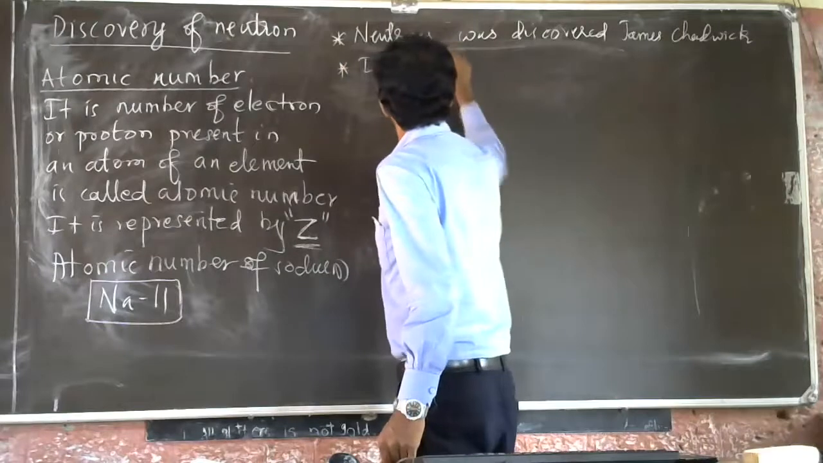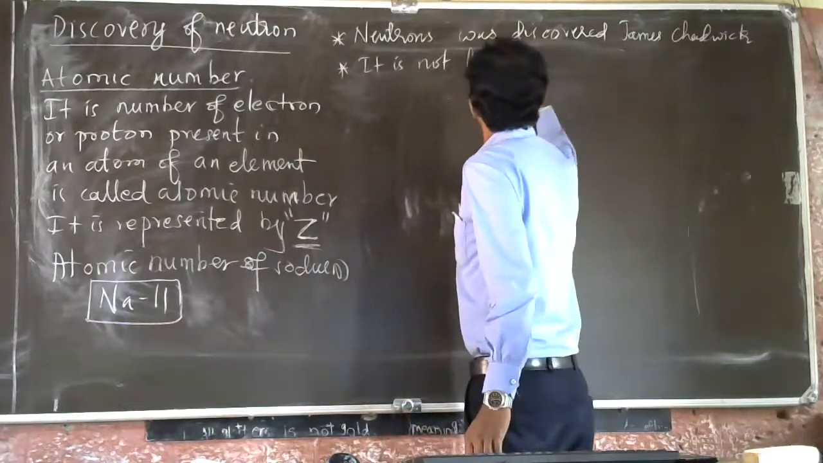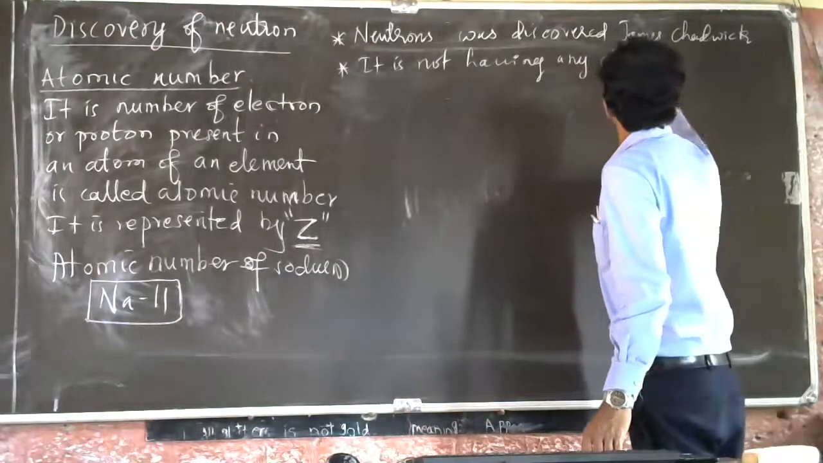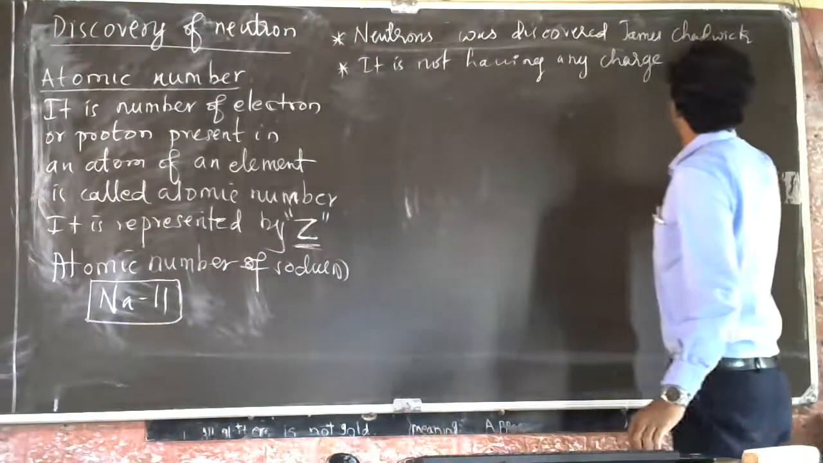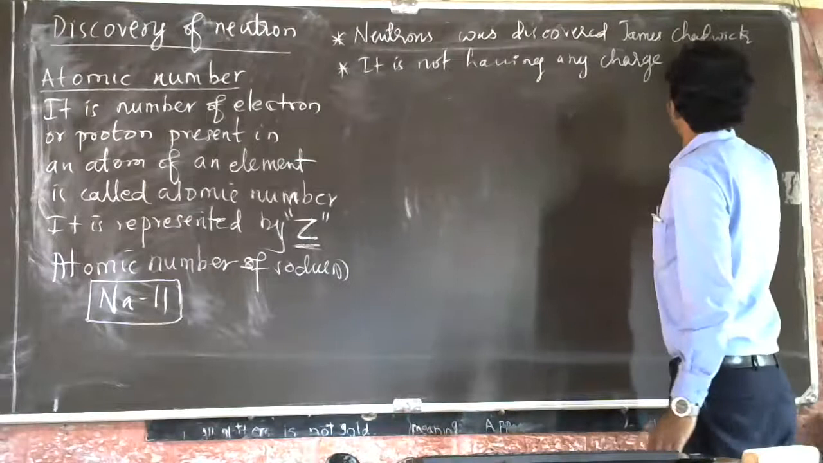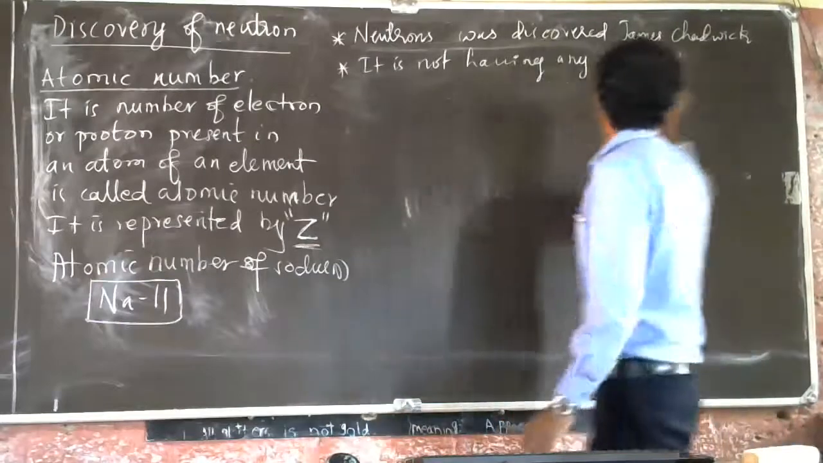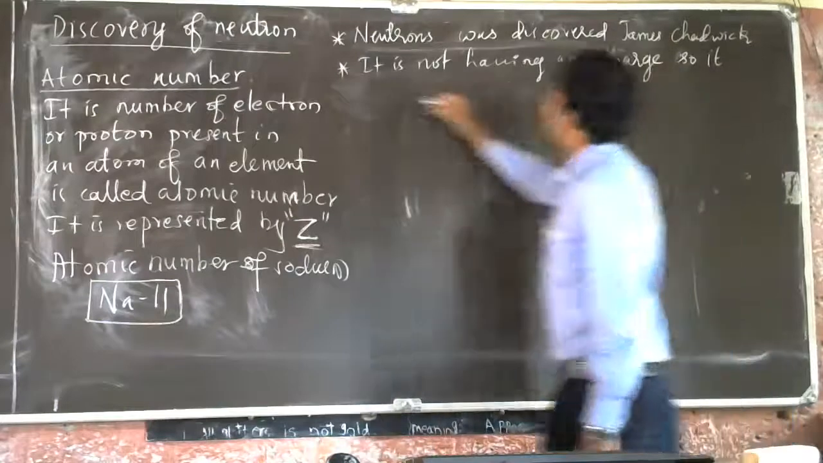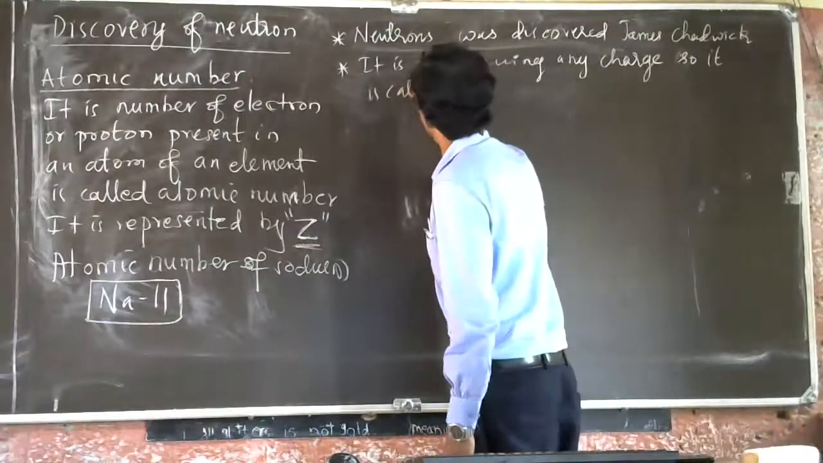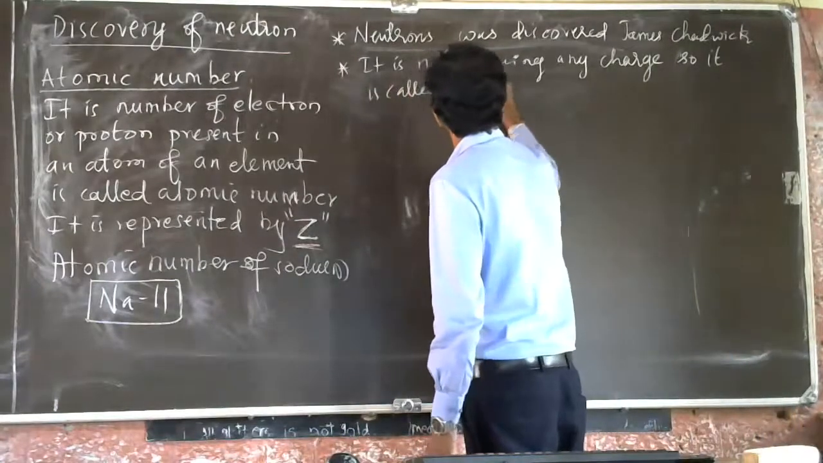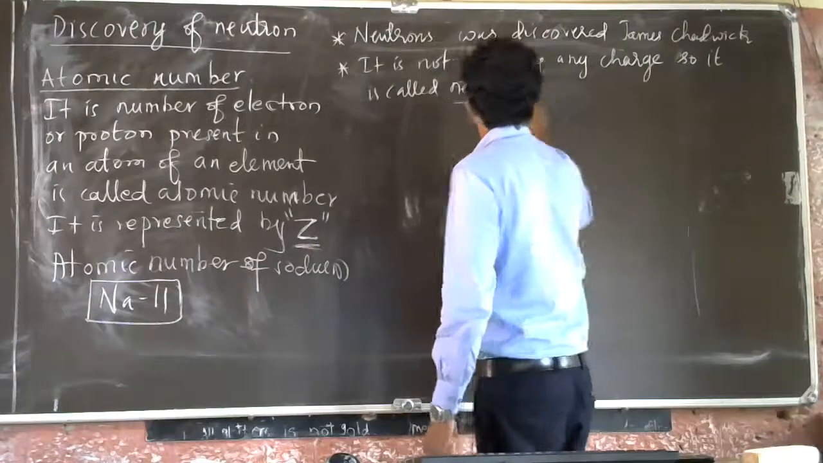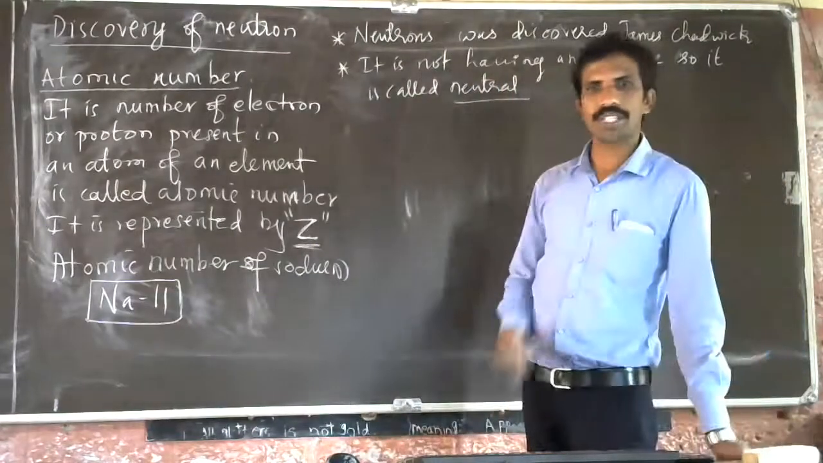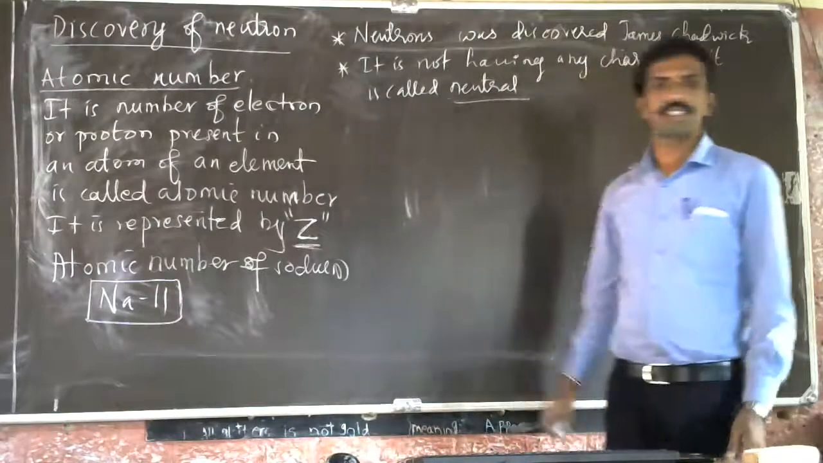The neutron is not having any charge. So it is called neutral. It is not having any charge. It is not a positive charge, it is not a negative charge. It is neutral in nature.